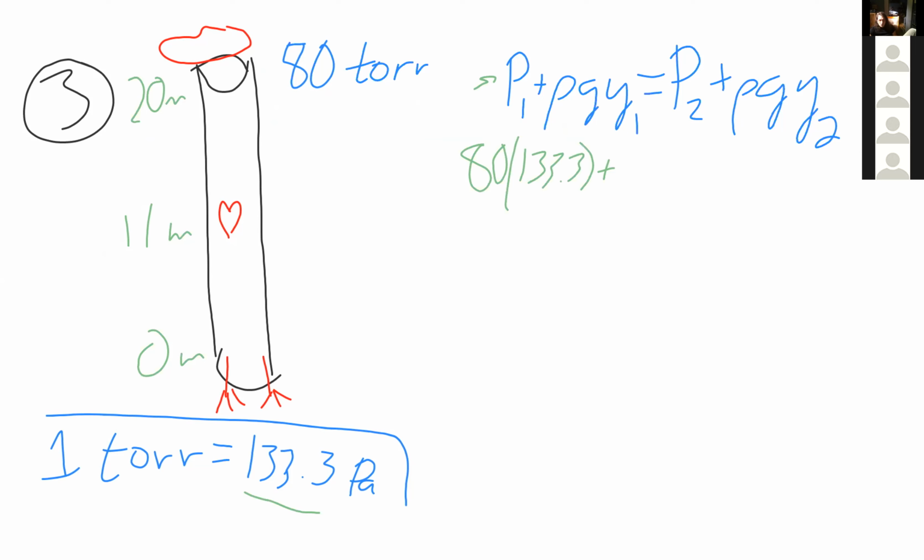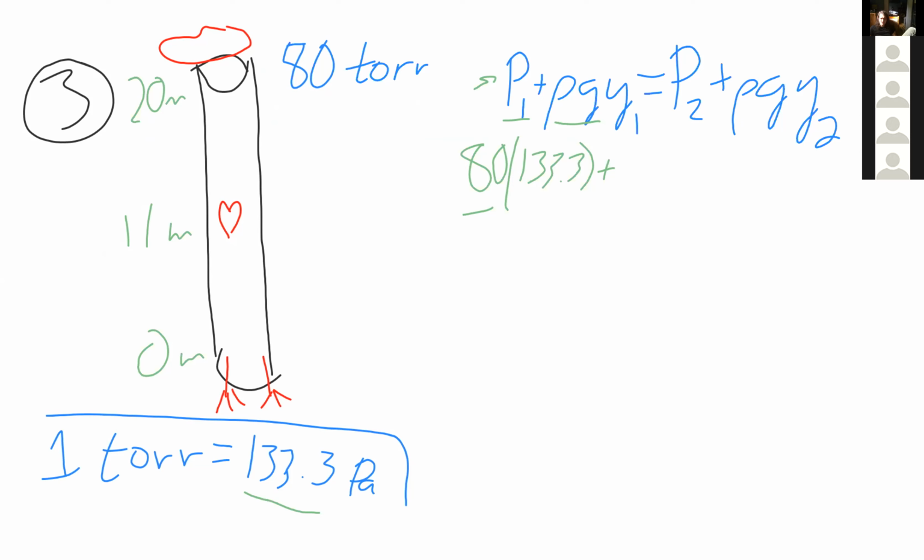Good point, Logan. So Logan just said that we have to give the answer in torr. That is correct. However, for this problem, let me make sure that I'm thinking of this correctly. Oh, yeah, so we have to convert either the pressure or the rho g y. If you wanted this equation to just give you an answer in torr, instead of multiplying the 80 by 133.3, you would divide your rho g y by 133.3. You can also just convert back, which is sort of what I'm setting up here.